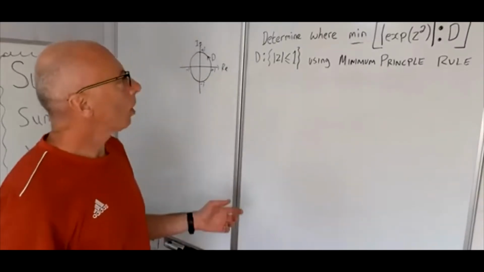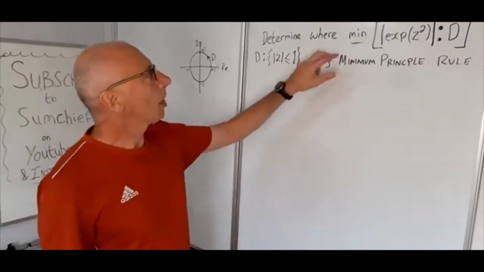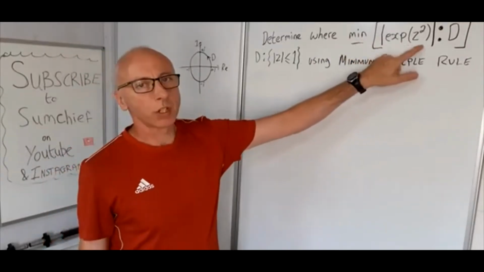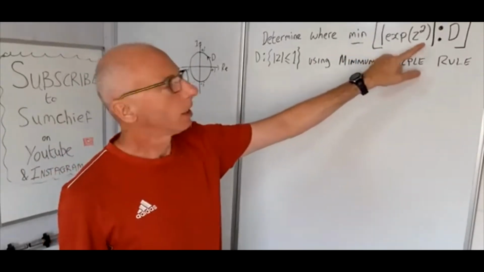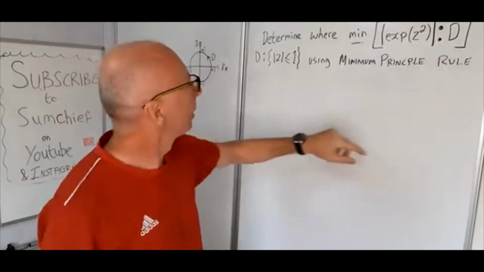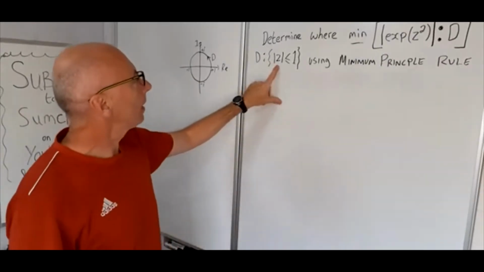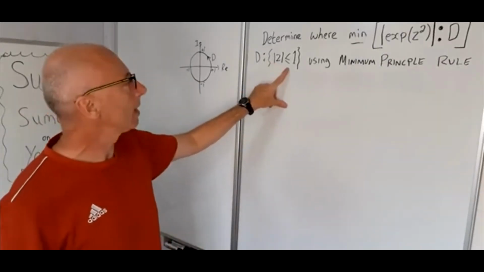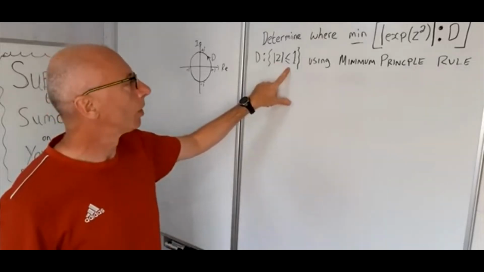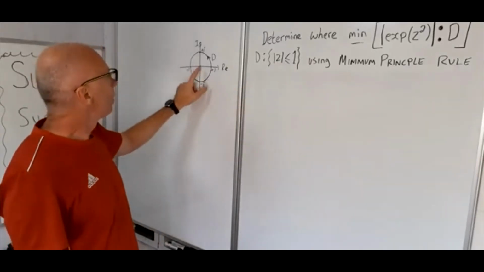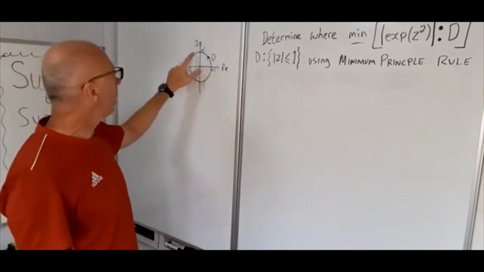Okay, so we're going to do some complex analysis and we're going to find the minimum of the modulus of the exponential of z squared on the set D. And the set D is defined as the modulus of z is less than or equal to 1. So I've drawn that on the complex plane here.